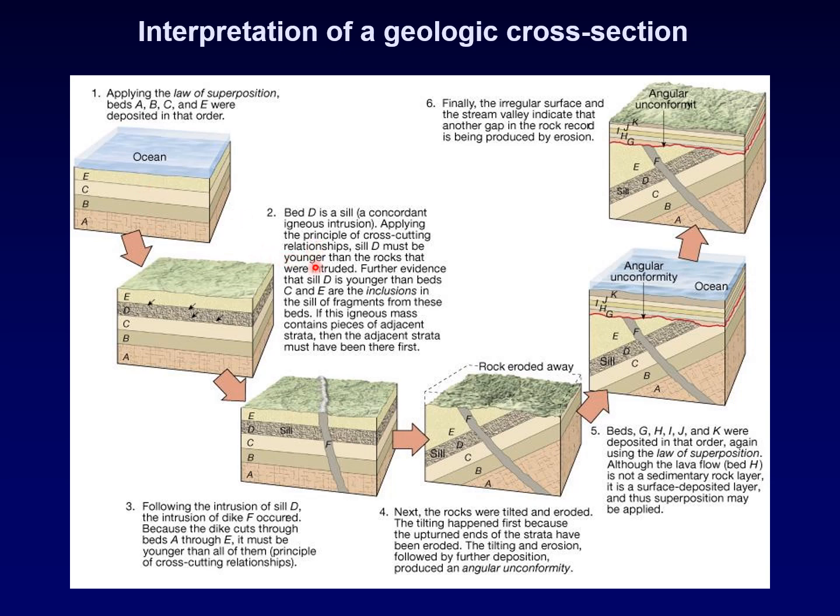But then D is a sill, right? A concordant igneous intrusion, which means it exploited these layers horizontally. So it intruded while they were still horizontal. We call that concordant. And if we apply the principle of cross-cutting relationships, this sill has to be younger than A, B, C, and E, right? Further evidence that it's younger, aside from the fact that it just intruded into units, so it has to be younger because those units had to be there first, again, we see those inclusions of C and E. So we know that E came before D, right?